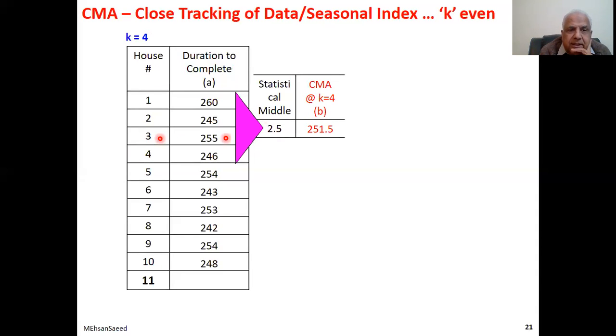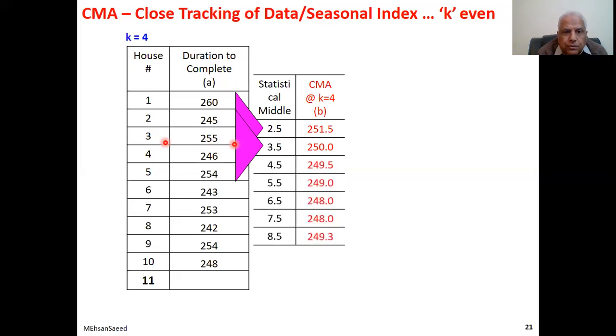For the next centered moving average, we pick up the latest and discard the earliest. And this time, the statistical middle of 2, 3, 4, and 5 is 3.5, and that is where we'll put the data. And we will continue doing this. Now we have to find out the index by dividing this by this. But which one to divide? We divide 255 with what? With this or this? Well, obviously, it has to be 1.